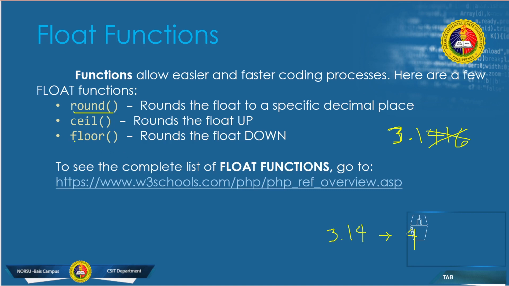Now the floor rounds the float down. So if 3.14, if we're going to apply the floor function, what should it be? 2? Close. It is going to be 3. Okay? No decimal places. Alright? So it's the closest whole number from the decimal. So let's try the ceiling and the floor.